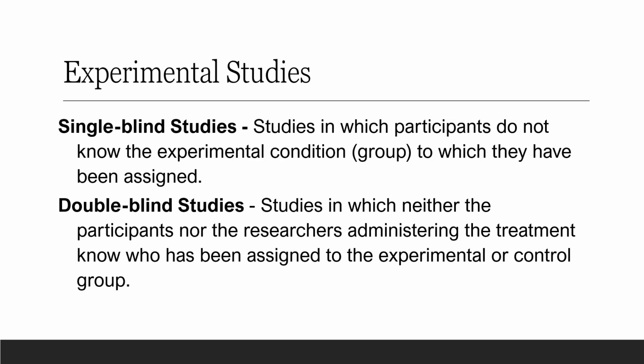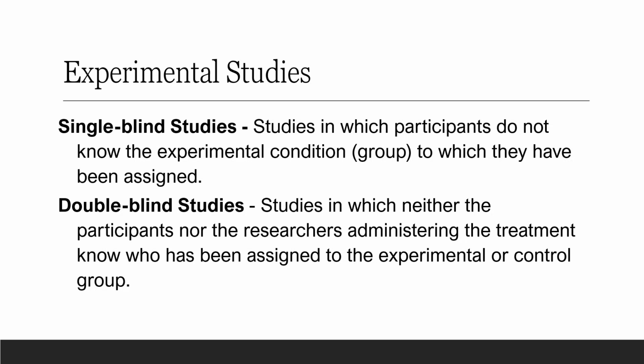Here are some concrete examples. In a single blind study, the participants do not know the experimental group to which they have been assigned. So in a single blind study, the participant will not behave in a certain way because they don't know if they are in the experimental group, placebo group, or control group. How can you do this? Perhaps instead of telling them that you are in the experimental group or the control group, why don't you give them numbers? You're going to go to group 1.